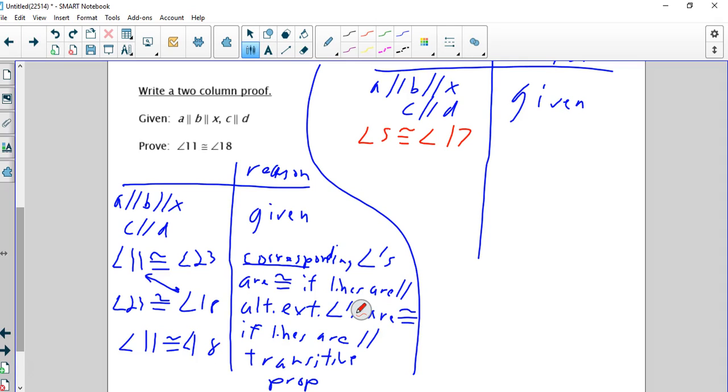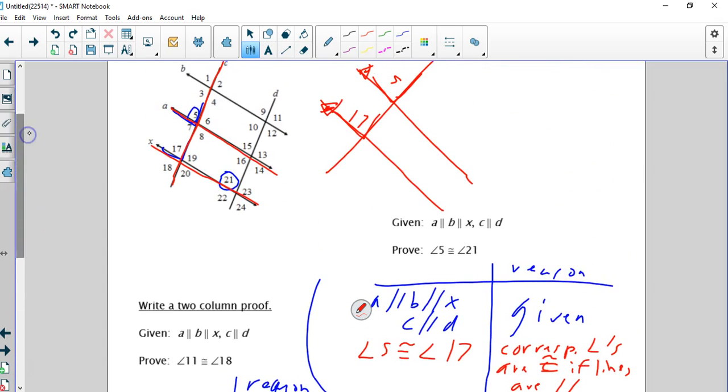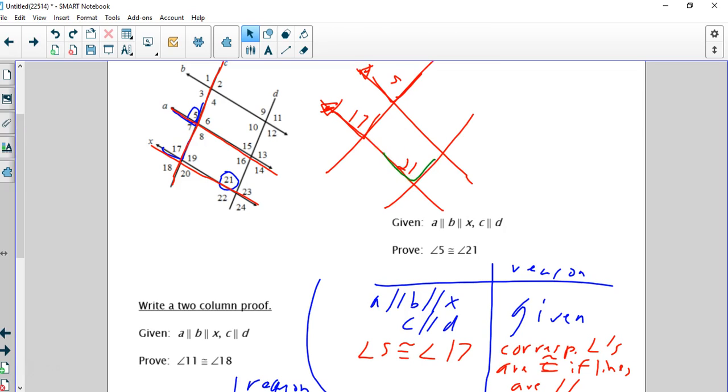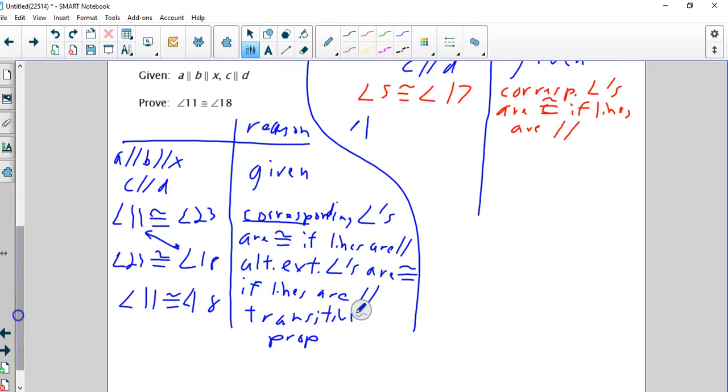And we can say corresponding angles are congruent if lines are parallel. And now we can say 17 and 21, what are they? Well, again, one inside and one outside. 21 is in between C and D, 17 is outside C and D, and we're looking at the transversal of X. So therefore, 17 and 21, angle 17 is congruent to angle 21.